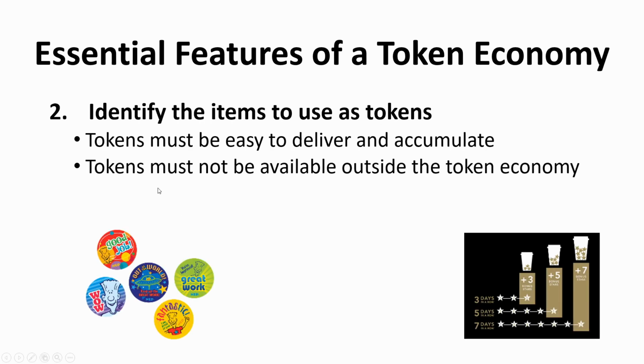Step 2 is to identify the items that you're going to use as tokens. As some of our key features here, a token should be easy to deliver and easy to accumulate. This means that it should be something that is quick and easy for the person running the token economy to hand out, and it should be something that the individuals who are trying to earn these tokens can accumulate.